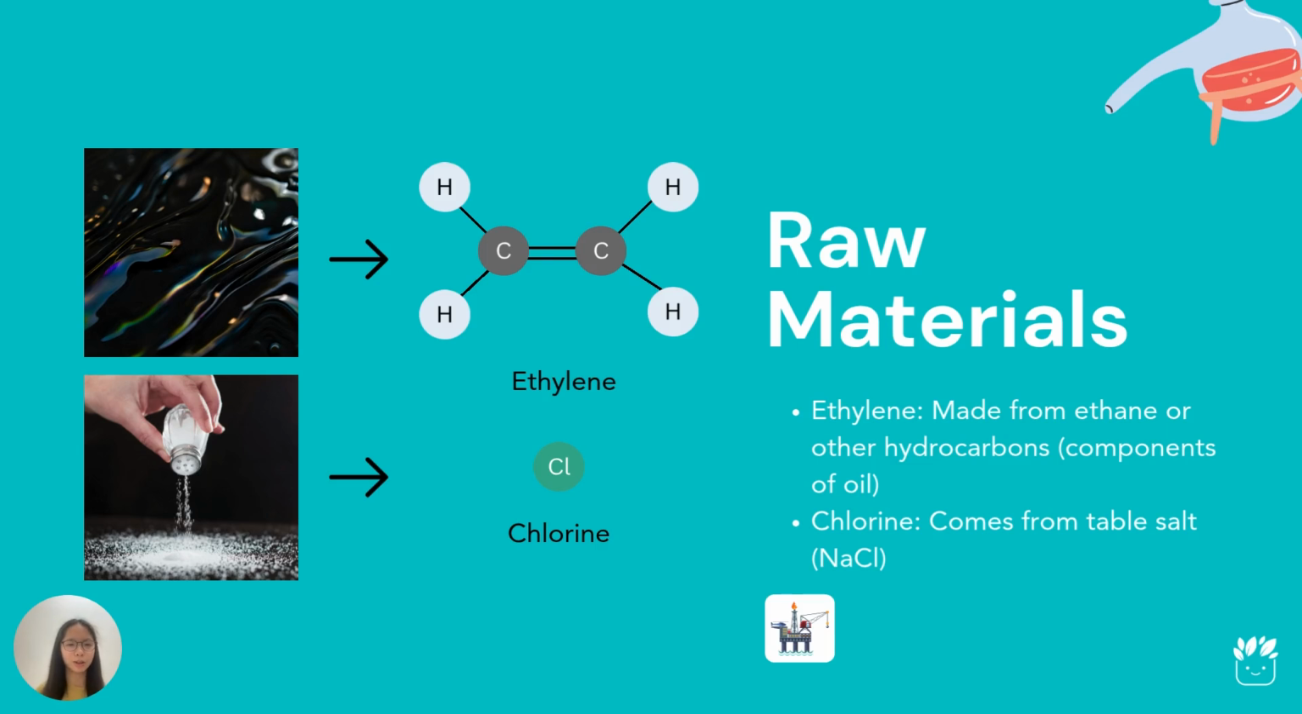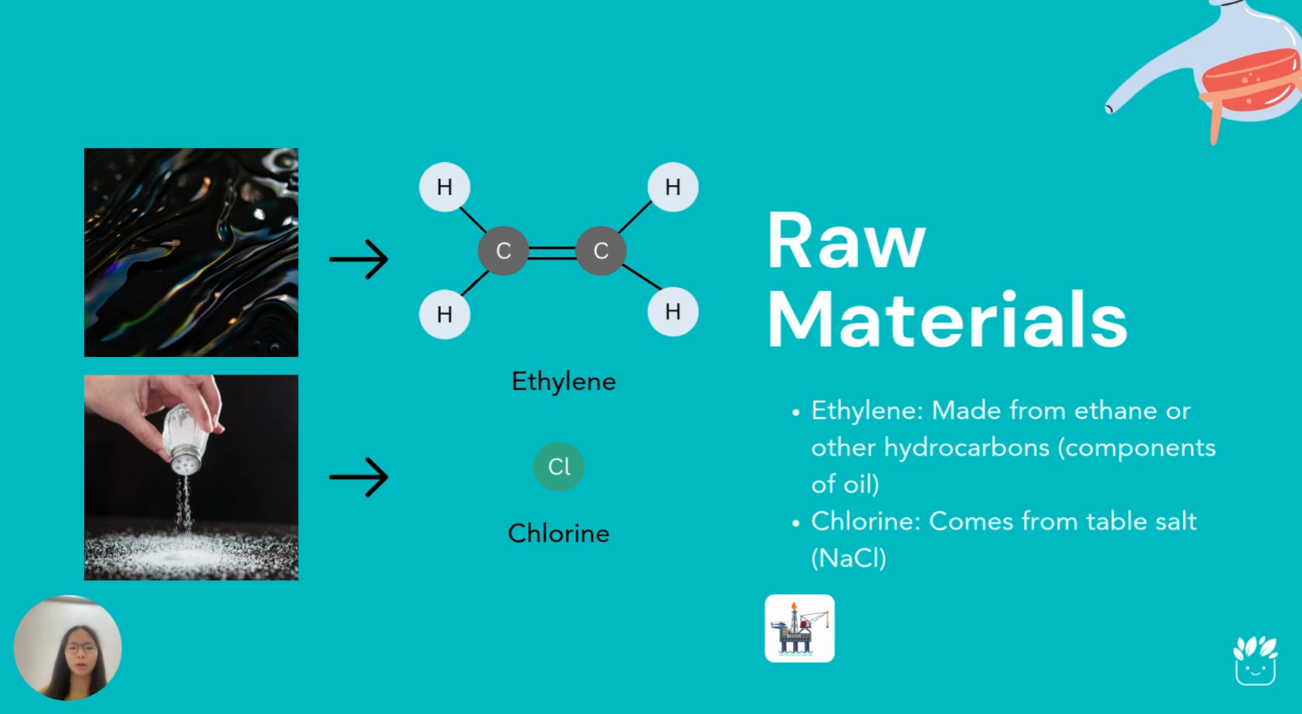Let's start with the materials. The very basic materials we're using are ethylene and chlorine. Ethylene would give us the basic shape already of that vinyl chloride, right? So ethylene can be made from ethane or other hydrocarbons, which is just a fancy word for saying components of the black oil underground. You know, that top left picture over there? That's how oil looks.